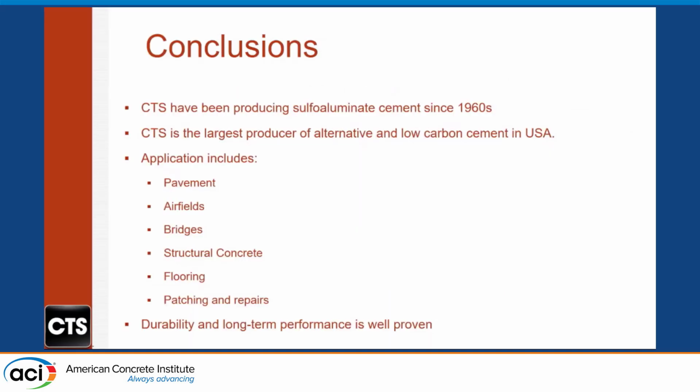So just to conclude, CTS has been producing sulfoaluminate cement since the 1960s, and is the largest producer of alternative, low-carbon cement in the U.S., with multiple applications that go from pavements, both highways and airfields, bridges, structural concrete, flooring, patching, and repairs. Durability and long-term performance is very well proven, and we will continue trying to prove it.